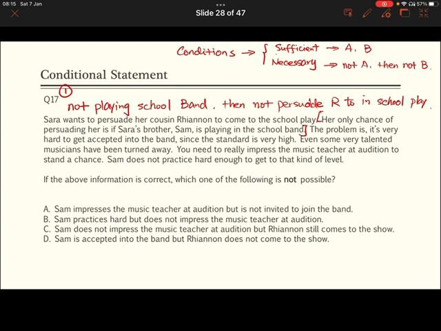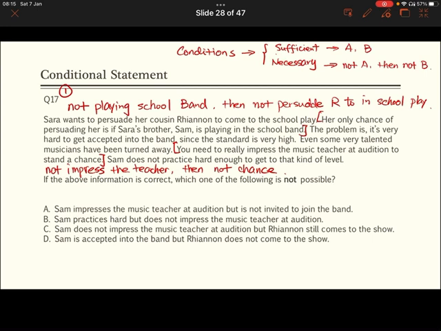"Even a very talented musician has been turned away. You need to impress the teacher at the audition to stand a chance." So this is another format showing us a necessary condition, which means if you do not impress the teacher, then you do not have a chance. This is another understanding of the necessary condition.